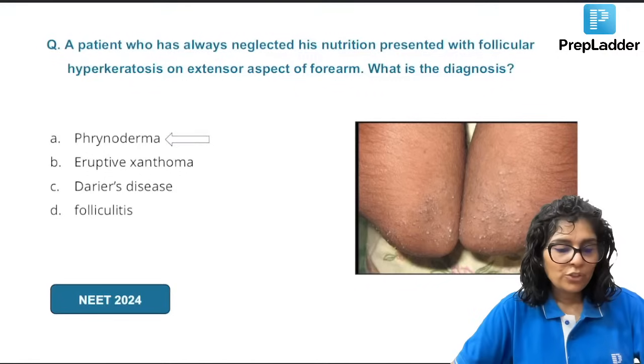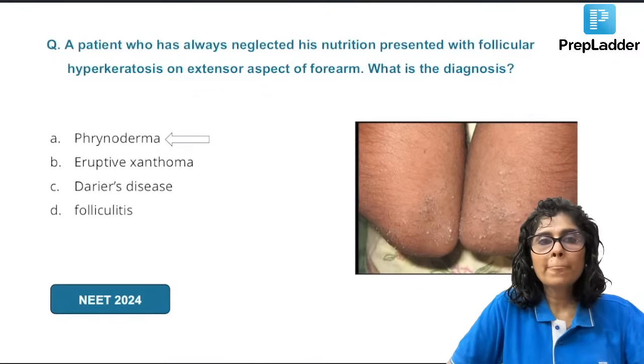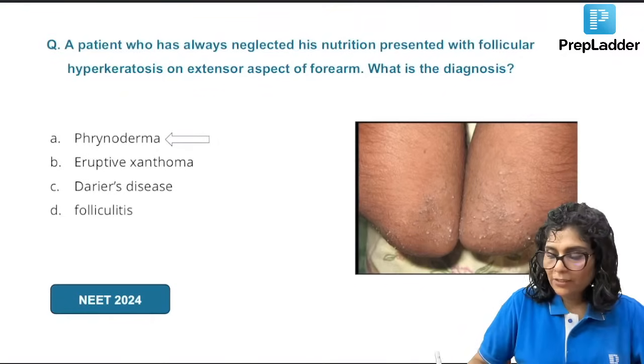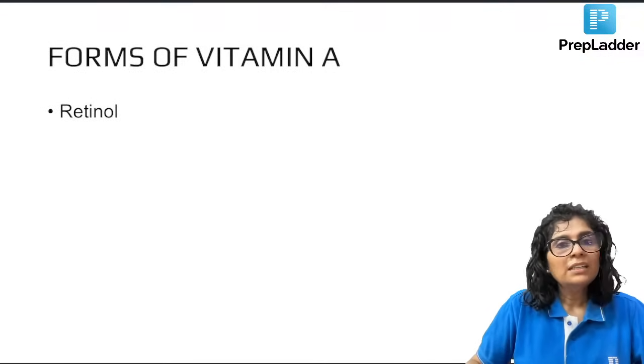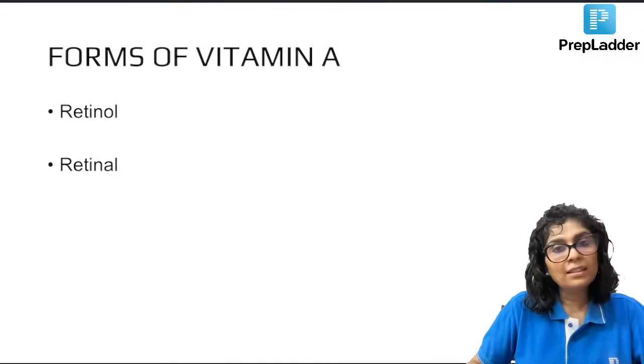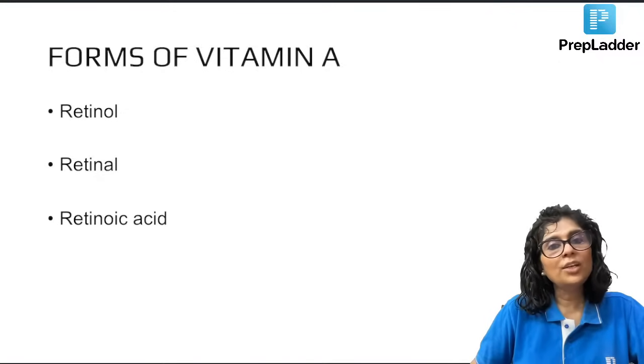Okay. So, can you all tell me the various forms of vitamin A? What are the various forms of vitamin A? The alcohol form retinol, the aldehyde form retinal, and the acid form retinoic acid. Right? Retinol, retinal, and retinoic acid.